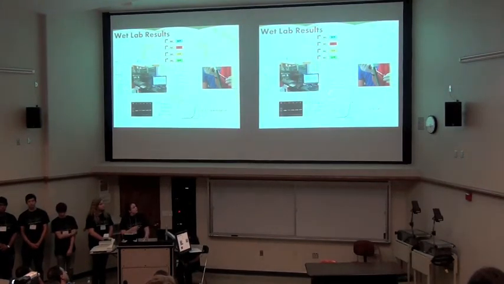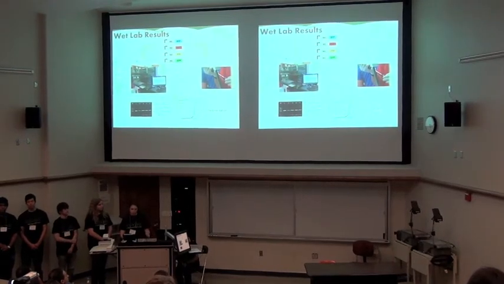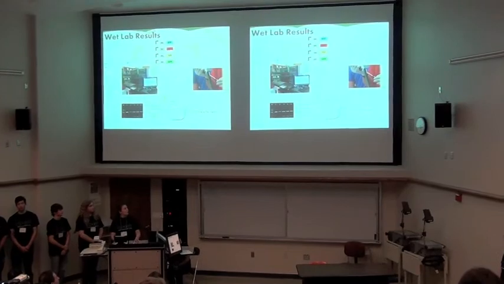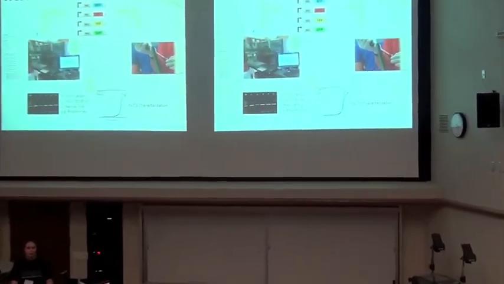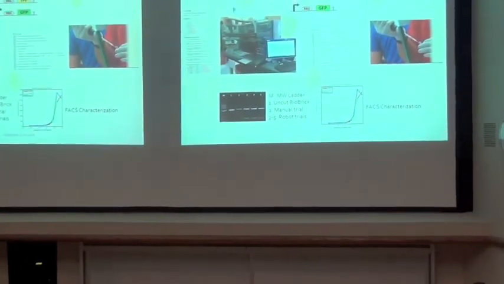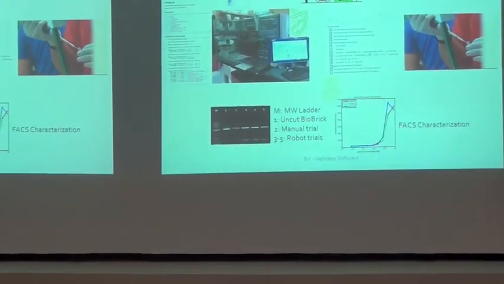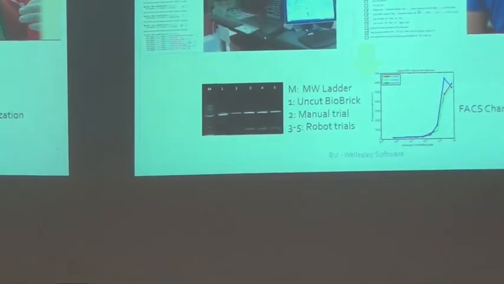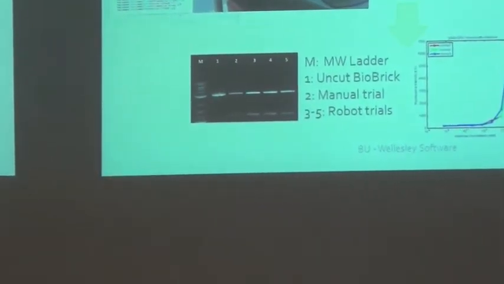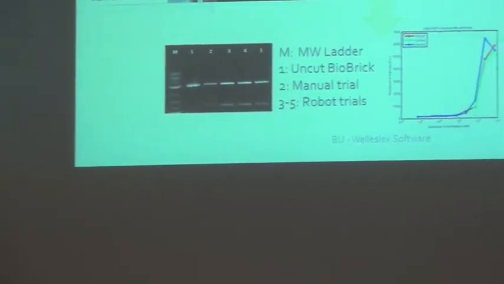Down here, you can see an example of a gel showing restriction digest. Lane 1 is an uncut plasmid, whereas column 2 shows you the results of doing the restriction digest by hand. As you can see through columns 3 through 5, which were done using the robot, there's no difference. Lastly, we used the fax machine to characterize our data.